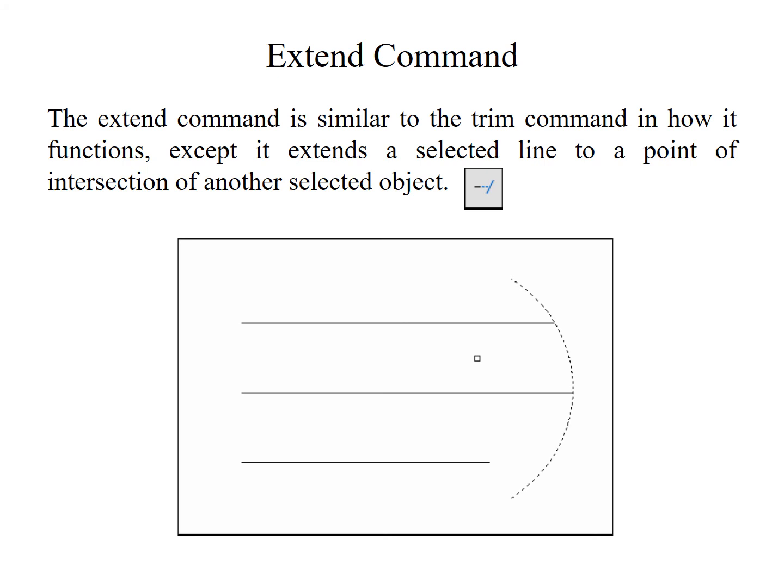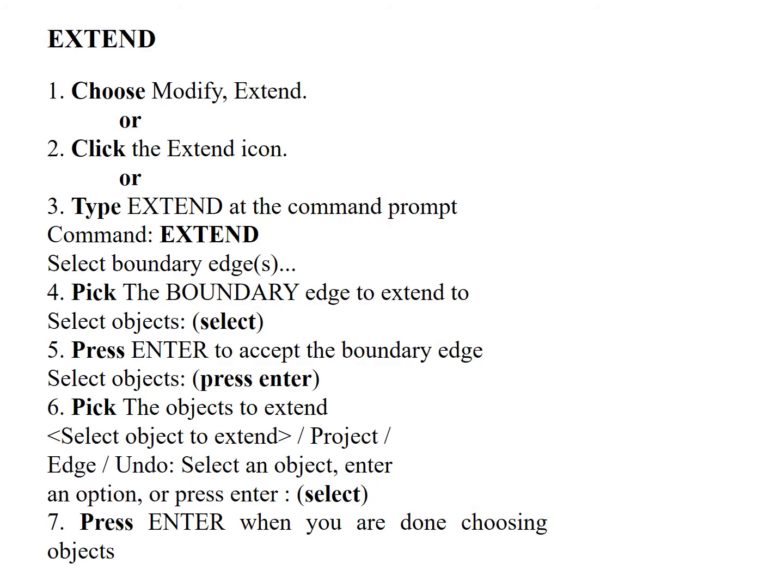So you can extend another profile which connects to the next profile. For the Extend command, you need to choose Modify, Extend, or click the Extend icon directly, or type extend at the command prompt. Select boundary edges: pick the boundary edge to extend, or press Enter to accept the boundary edge. Pick the objects to extend. Select an object, and press Enter when you are done choosing objects.